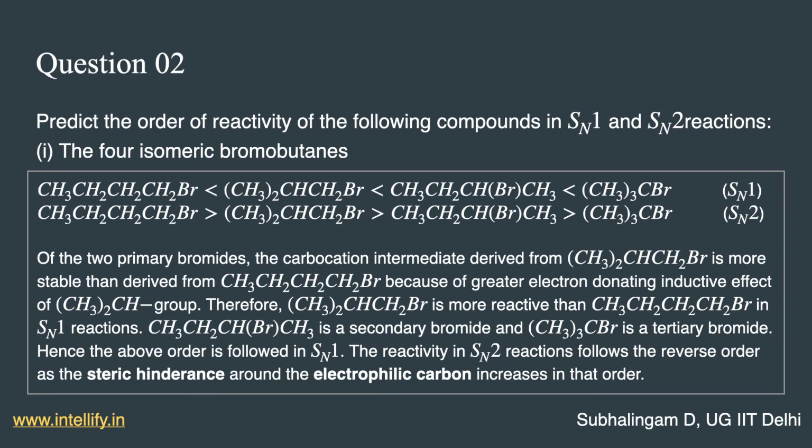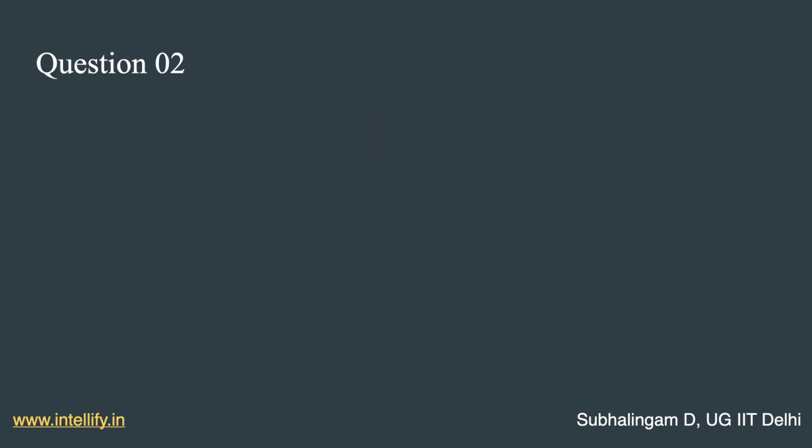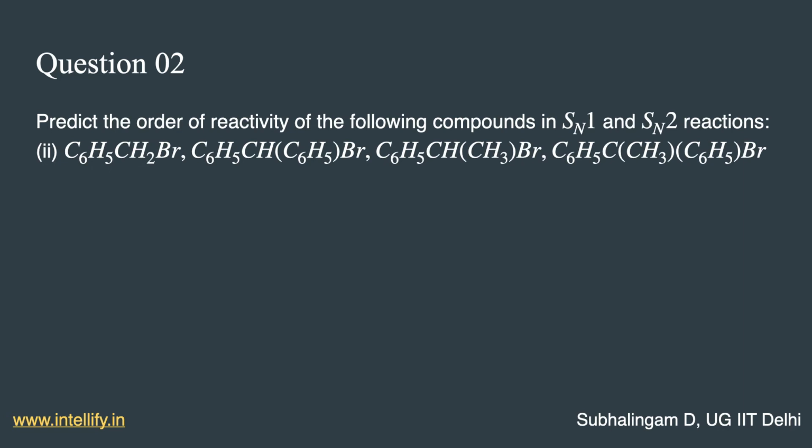The reactivity in SN2 reactions follows the reverse order as steric hindrance around the electrophilic carbon increases in that order. And please note that it's not always the case that SN2 is the reverse of SN1. For SN2, you have to look at the steric effects, and for SN1, you have to look at carbocation stability. It's not the reverse all the time. Let's look at another example. Let's try to predict the reactivity of the following compounds.